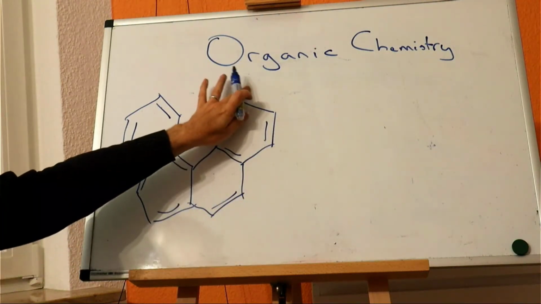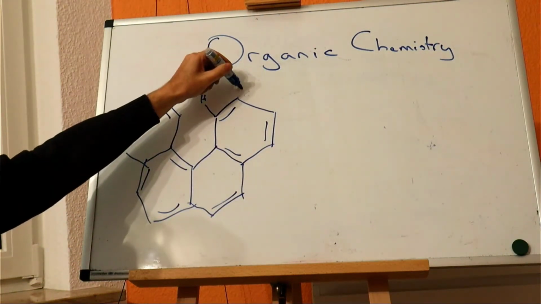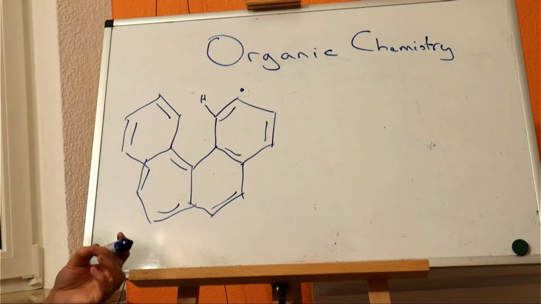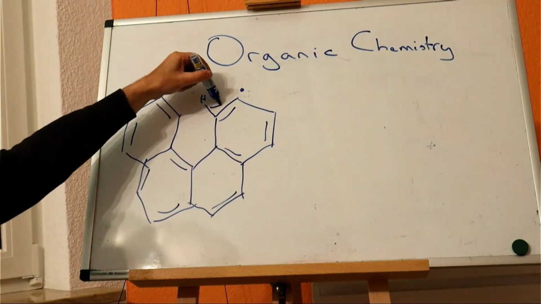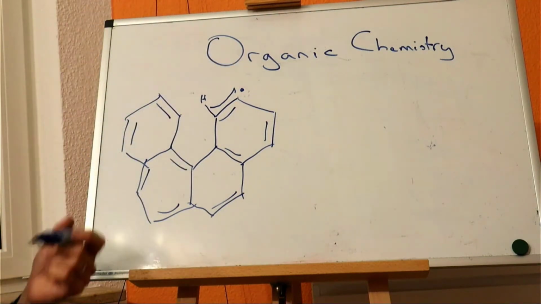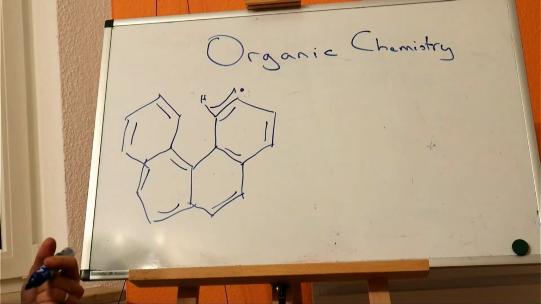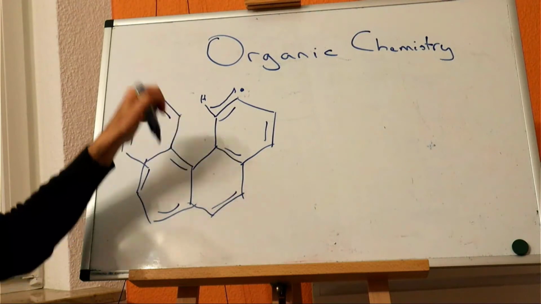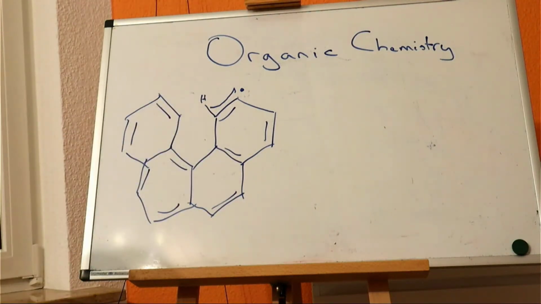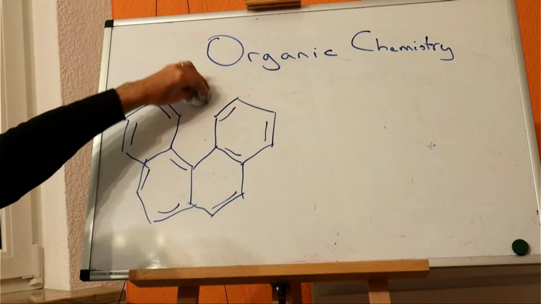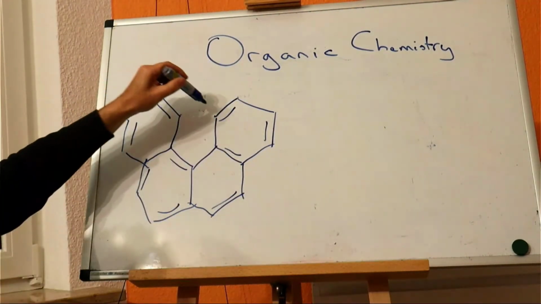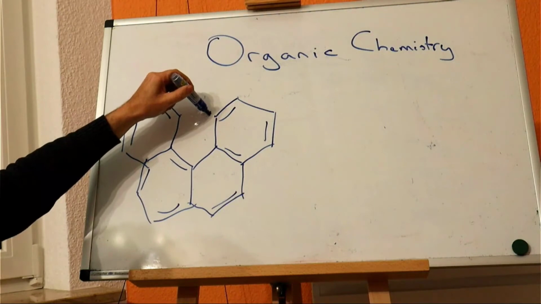Sorry, dot plus, I'm an idiot. I just told you it was a radical, and then I drew a positive charge. It's a dot. Then our hydrogen has to come across with a single-headed arrow, because it's only moving one electron and the other one stays here. That we can resolve again, making a radical on this position.